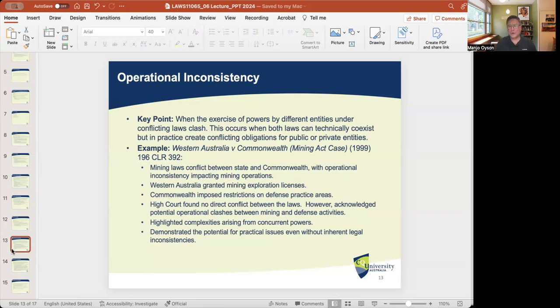And here, the conflict, as we said, was that certain mining companies in Western Australia, which had been given mining exploration licenses, had clear limitations on their ability to venture into areas which had been declared or classified as defense practice areas by the Commonwealth legislation. So the question then is, given the potential operational conflict, what happens? And so we see here some complexities arising from concurrent powers. And how did the High Court rule in this regard?